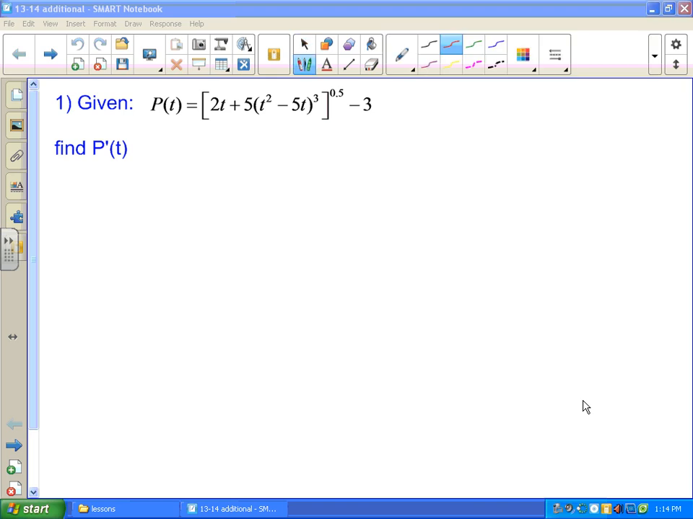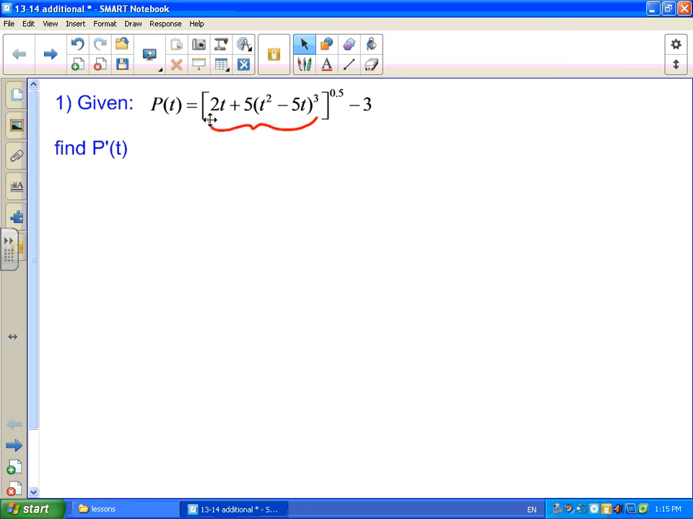So we've got an outer function, surrounded by the square brackets with the 0.5 as the exponent. And then we've got an inner function right in here, the 2t plus 5t squared minus 5t all cubed. And in order to take the derivative of that, we have another inner function inside those round brackets in there. Okay. So let's find our derivative here.